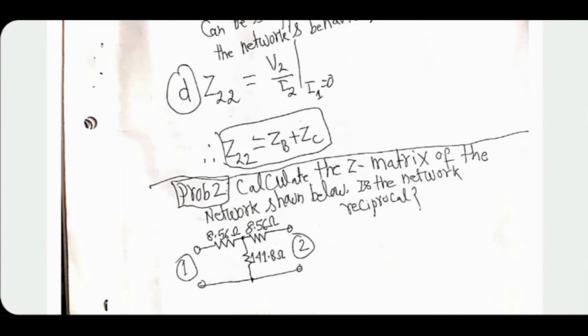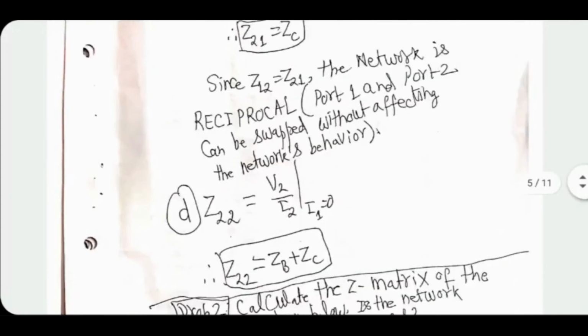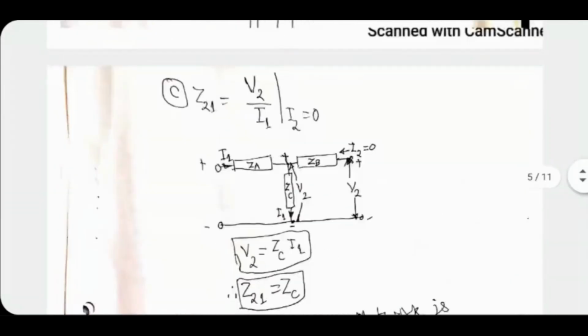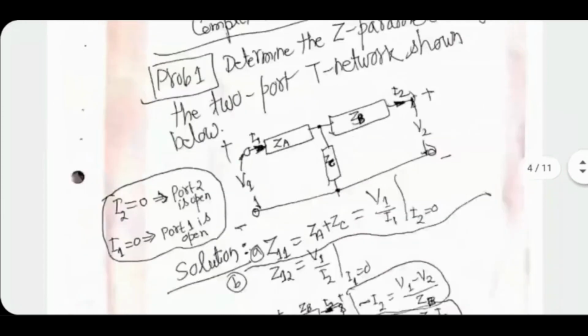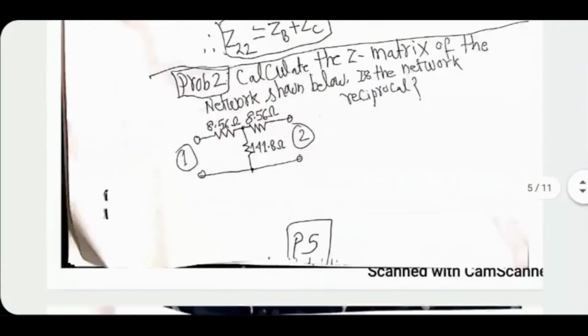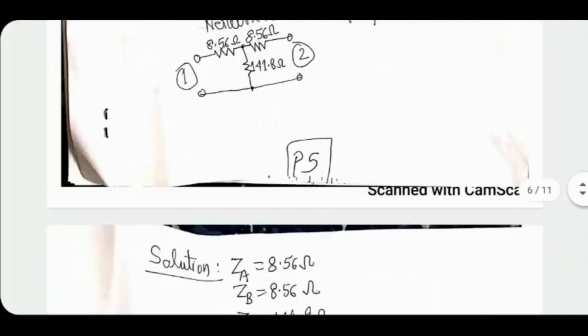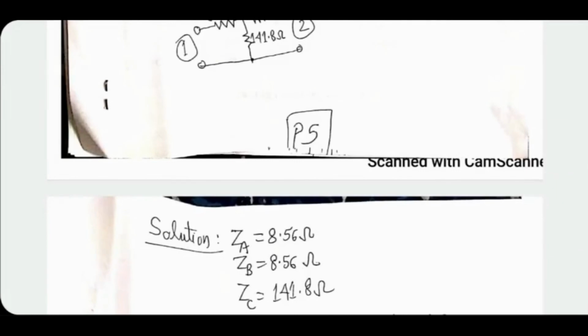You are given a T network where the series resistances are both 8.56 ohm and the parallel resistance is 141.8 ohm. You can either use the values in the formulas that we obtained in problem 1, because this is a special case of problem 1, or you can do everything ab initio. It's up to you. I have done it using what I got in problem 1.